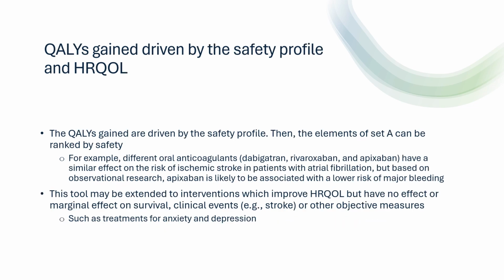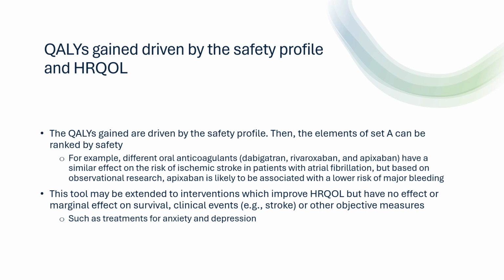For a given condition, the primary clinical effects may be similar across various interventions. However, the secondary outcomes, such as the safety profile, may differ. For example, different oral anticoagulants, dabigatran, rivaroxaban, and apixaban, have a similar effect on the risk of ischemic stroke in patients with atrial fibrillation, but based on observational research, apixaban is likely to be associated with a lower risk of major bleeding. In this case, the QALY gained are driven by the safety profile.